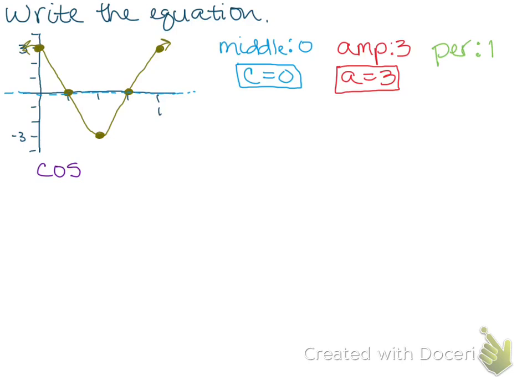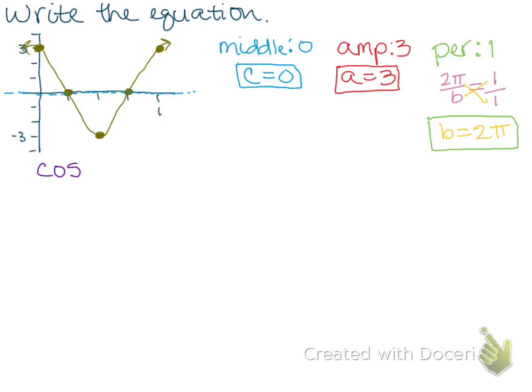Period is where we're going to find B, but it's not period equals B. Remember, period is 2 pi over B, and our period is 1. I'm going to put that 1 over 1, so now I can cross multiply. So I get 1 times b is b, and 2 pi times 1 is 2 pi, so b equals 2 pi. And that's my b.